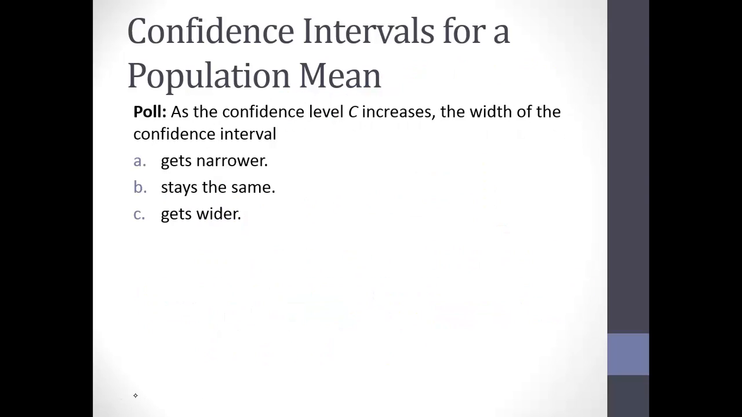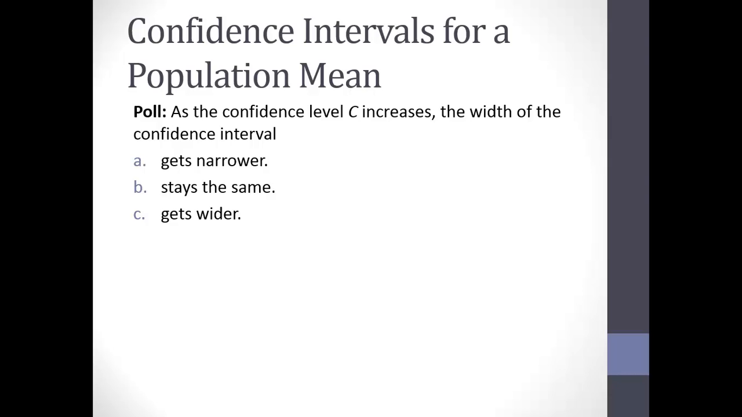So question for you here. Again, I started out with 90% confidence, and then I increased my confidence. I'm now more confident that I have the right interval. So a question for you: as my confidence level increases, what happens to the width of my confidence interval? Does it get narrower, stay the same, or get wider?